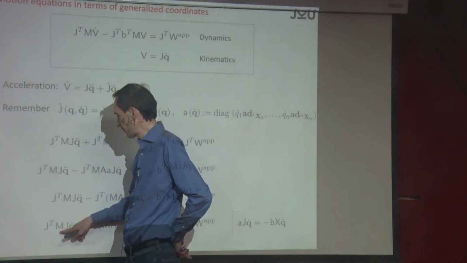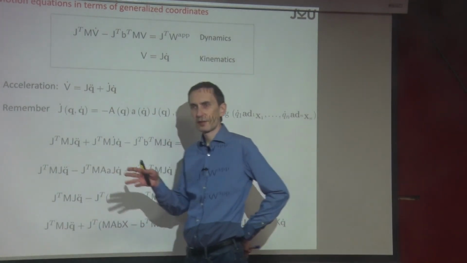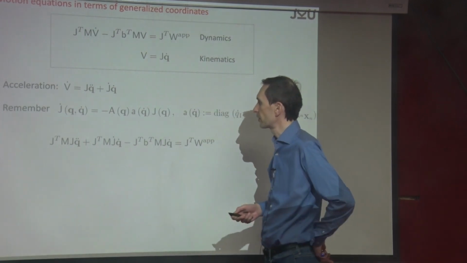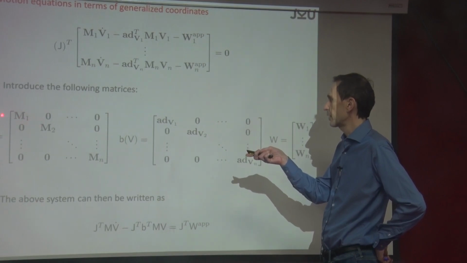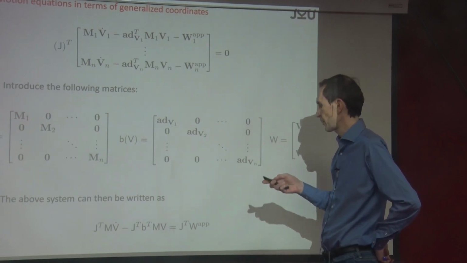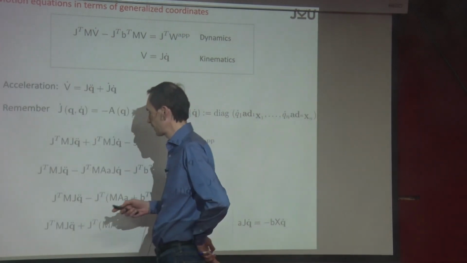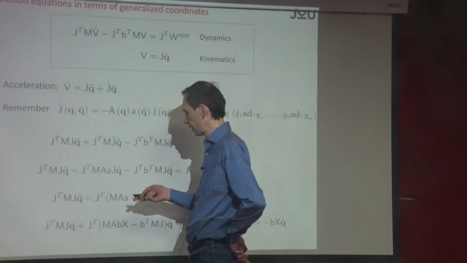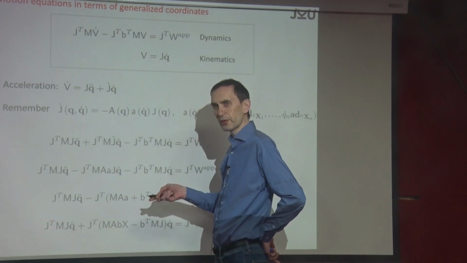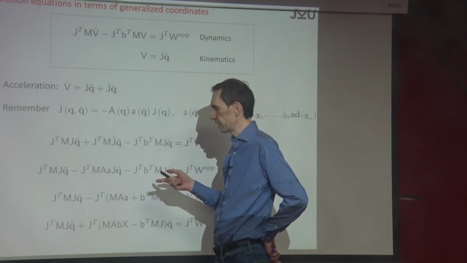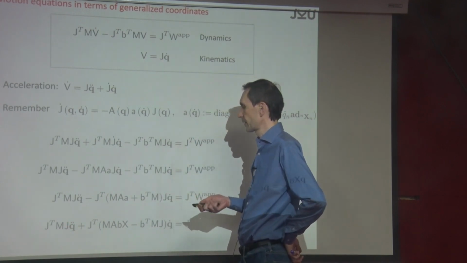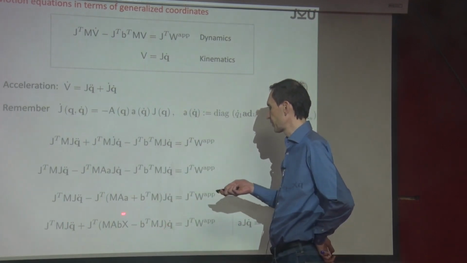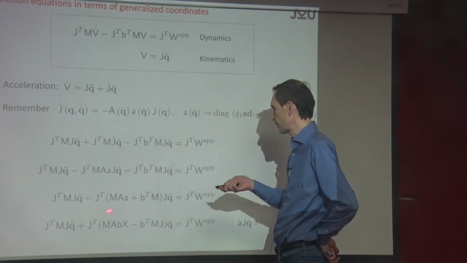First of all, M had dimension 6n by 6n, right? So M had all the mass matrices on the diagonal. Each of them is a 6 by 6 matrix, and we have n of them, so it's a 6n by 6n matrix. Then J transposed is n times 6n, and J is 6n by n. So altogether it gives you an n by n matrix, and the same goes here. The whole thing is an n times n matrix.